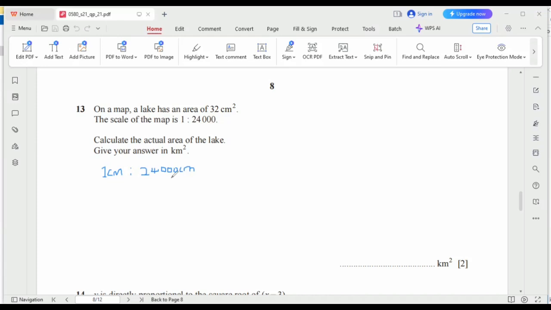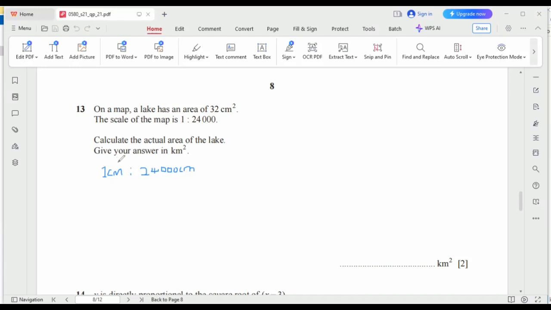But if the question you're required to answer doesn't have to do with length, but has to do with area, you don't have to worry about that. All you do is square the length scale, this map scale. This map scale is just the ratio of the length: 1 cm on the map is 24,000 cm in real life. If you want to get what I call the area scale, you square the length scale.